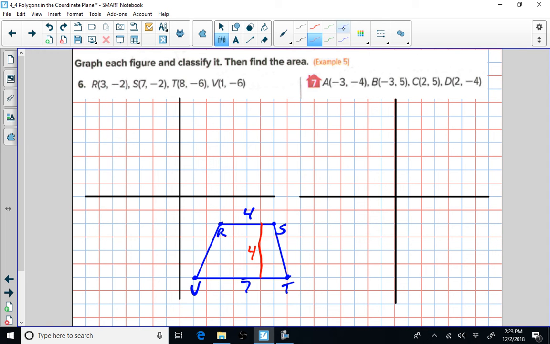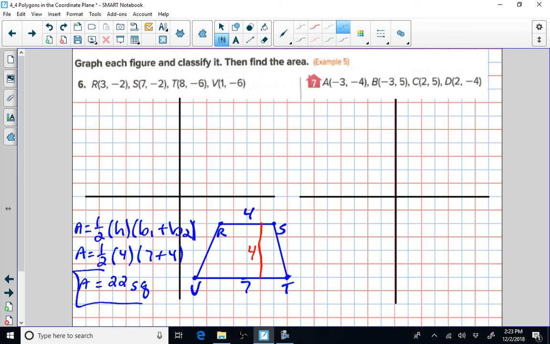So now we use our formula to find area. Area is going to be equal to 1/2 times the height times B1 plus B2. It's in parentheses. So my area is going to be equal to 1/2 times my height, which is 4, times B1 plus B2, which would be 7 plus 4. 7 plus 4 is 11. 4 times 11 is 44. 1/2 of 44. My area is going to be equal to 22. And those would be square units for the area for problem 6.